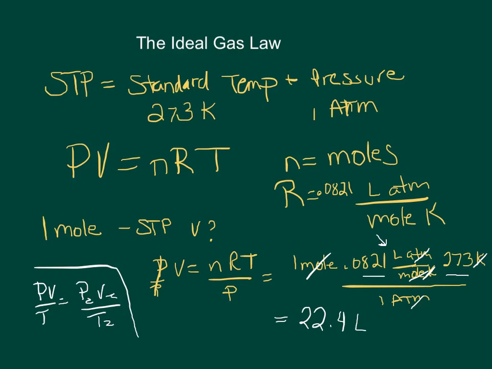You use the ideal gas law when nothing changes. You're just given the initial conditions. You have a certain pressure and you have a certain volume, and you want to know the temperature. So nothing changes from volume to volume or pressure to pressure. All right, pretty easy.